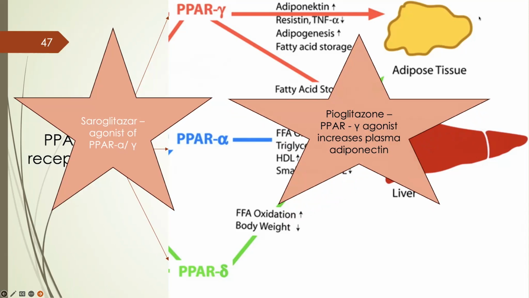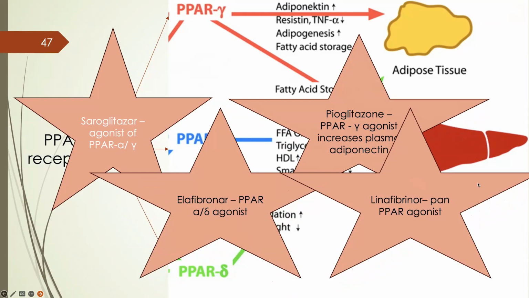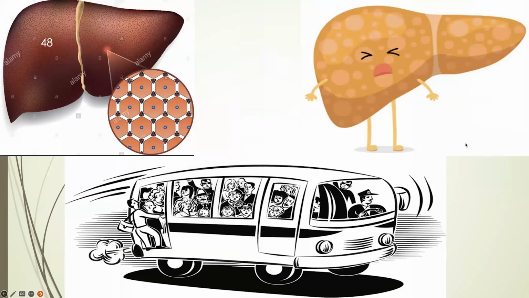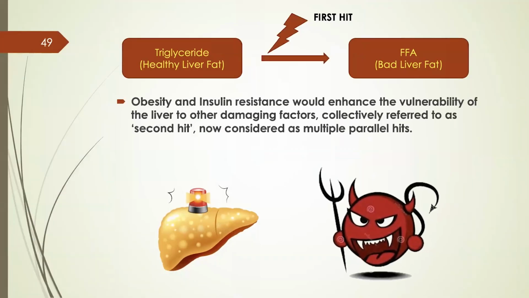You have pioglitazone, which is the time-tested drug for treatment of diabetes and NAFLD. It acts on PPAR gamma. You have elafibranor, which acts on alpha and delta, and you have a pan-PPAR agonist called lanifibranor. These are the PPAR agonists which act on different areas of fat metabolism in the liver, producing changes which are important for increasing insulin sensitivity and increasing the oxidation of fatty acid within the liver. Now, you have a fat which is in the liver.